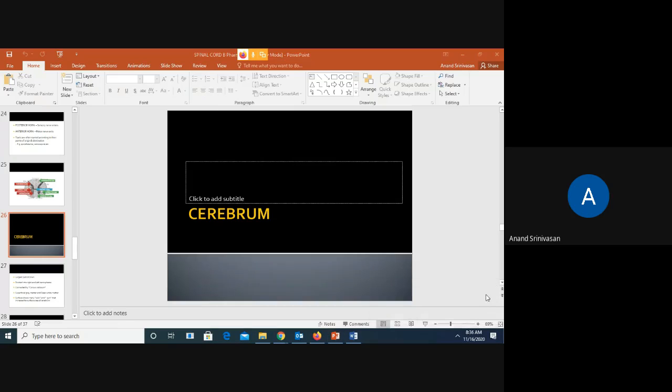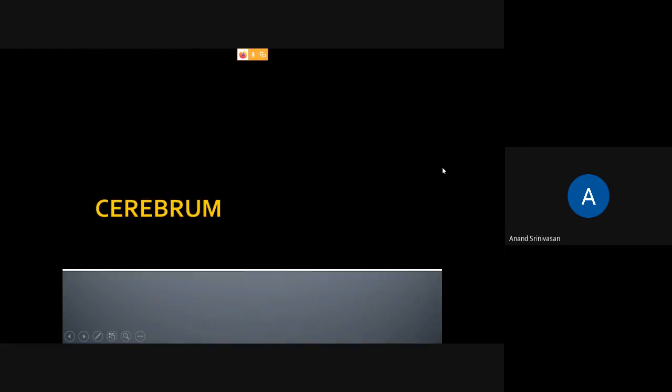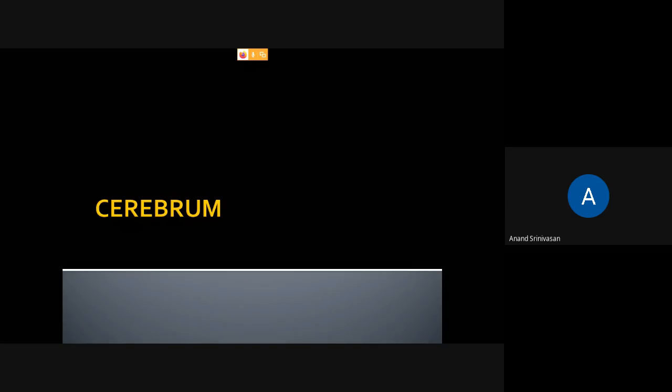Good morning, everyone. So, in yesterday's session, we were seeing about the spinal nerves and the spinal cord. In today's session, we are going to see in detail about the brain.